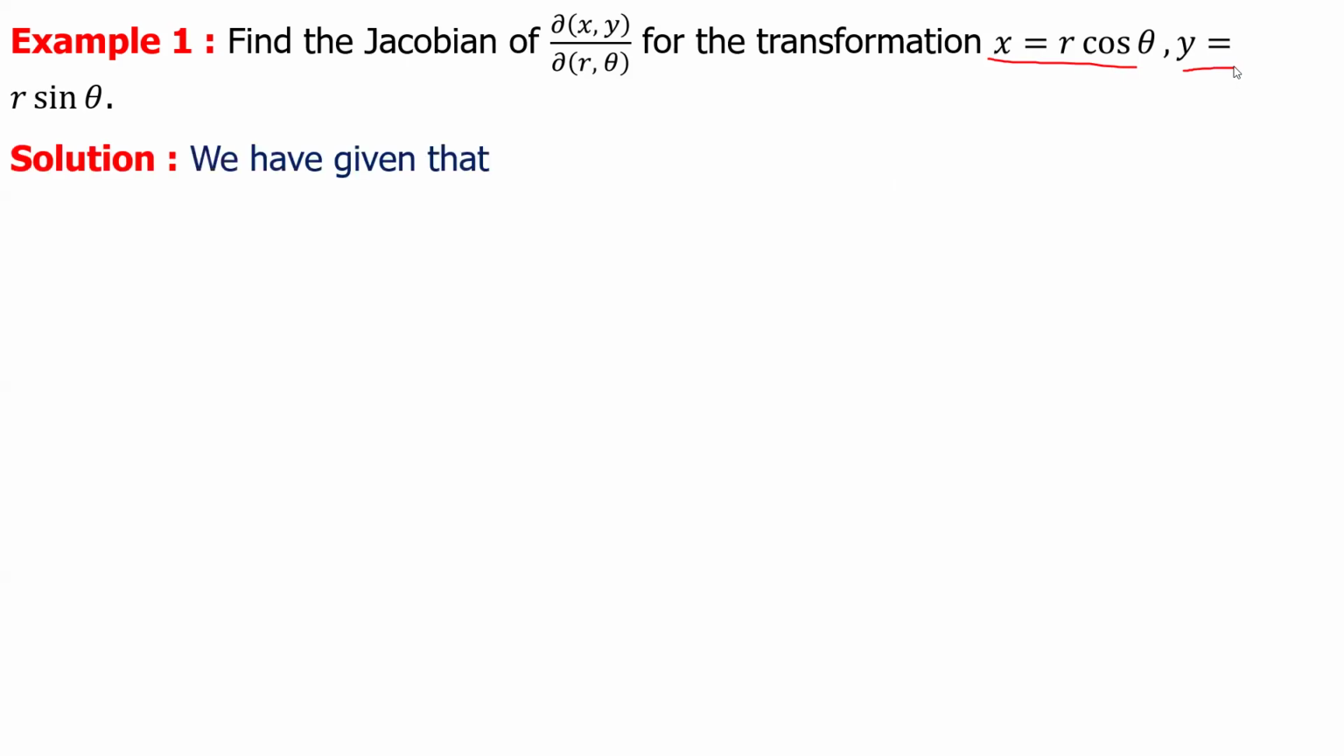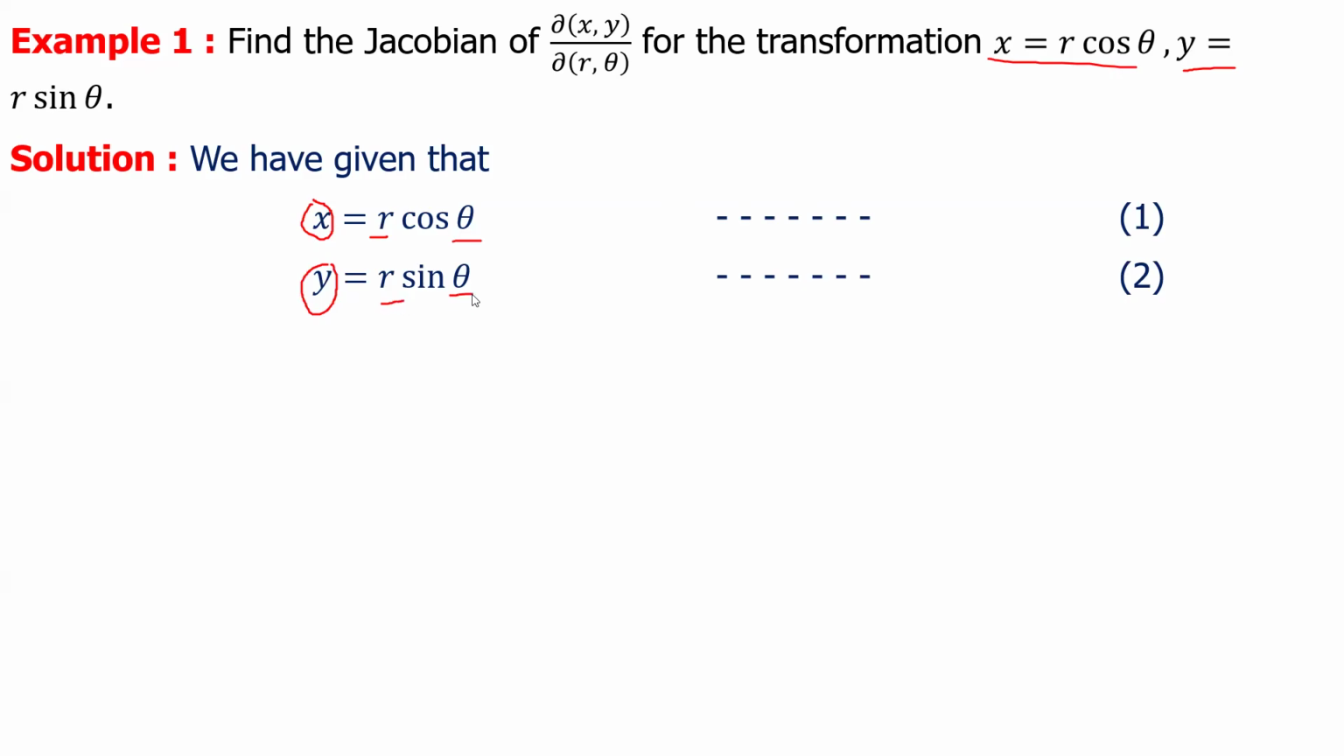We have given that x is equal to r cos theta. Let us give it equation number 1. And y is equal to r sin theta. Let us give it equation number 2. So now if we see in these two equations, here x and y are dependent variables which are depending upon the two independent variables r and theta. So now we have to first find out what is the Jacobian of xy with respect to r theta.